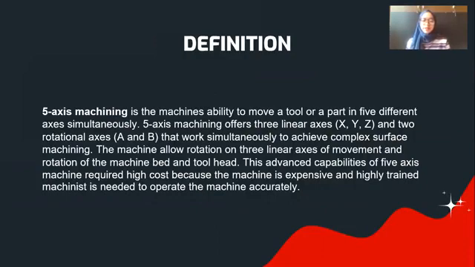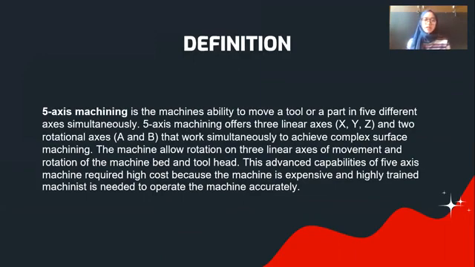What is 5-axis machining? 5-axis machining is the machine's ability to move a tool or a part in 5 different axes simultaneously. The 5-axis machining offers 3 linear axes, which are X, Y, and Z, and 2 rotational axes, which are A and B, that work together at the same time to achieve complex surface machining.